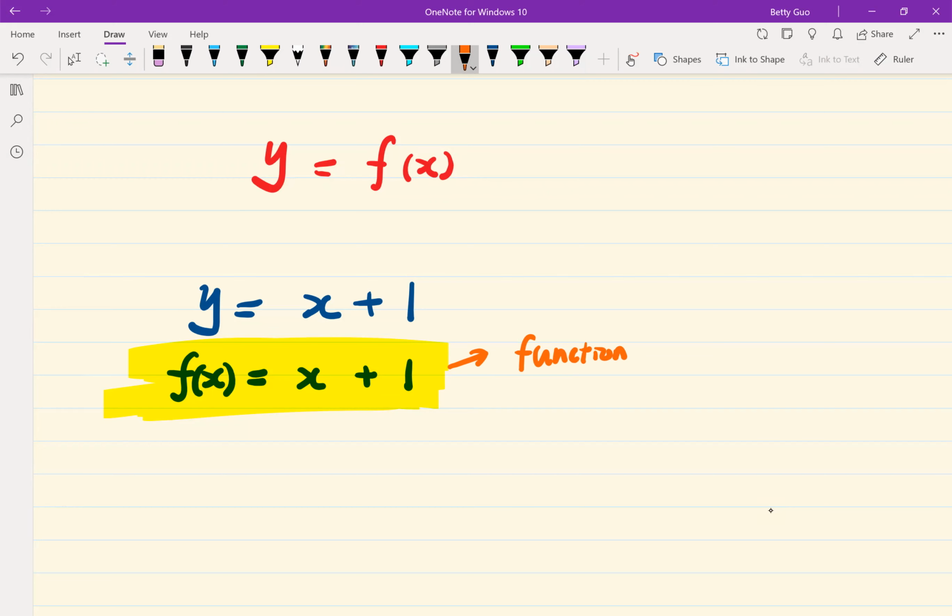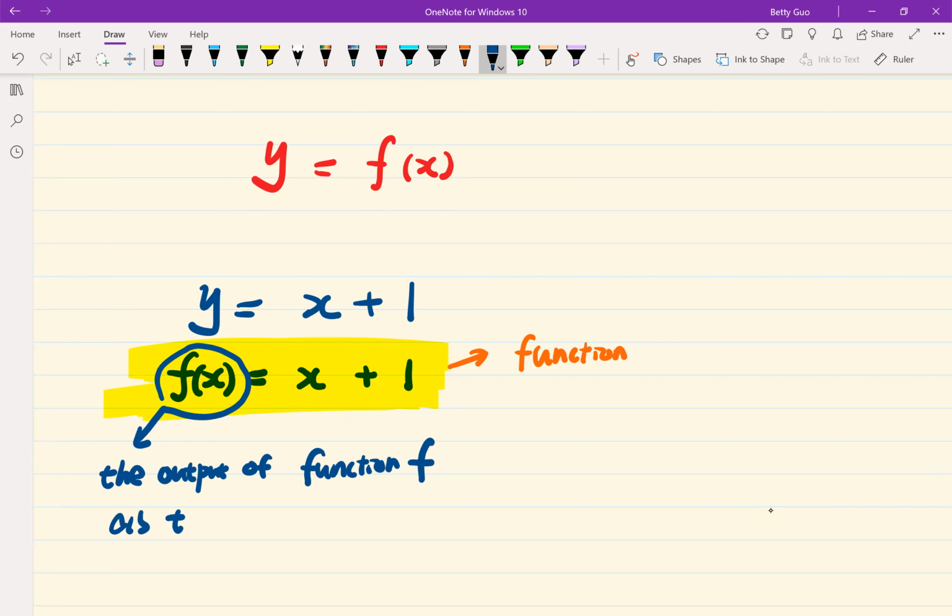In other words, f of x is the output of function f as the input is x. We are understanding the notation f of x. What is f of x? F of x is just y. We know y represents output, right? F of x represents the output of the function.